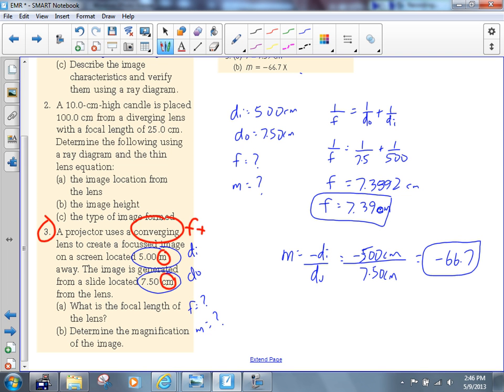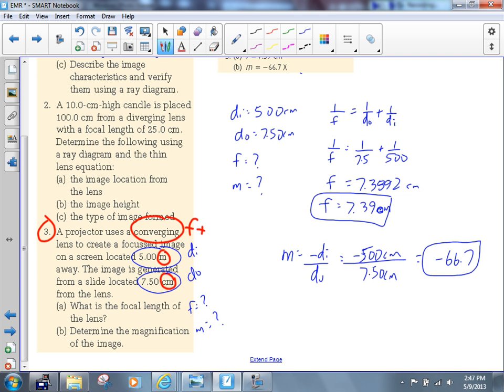If the magnification is 67, then the image is going to be much, much bigger than the object is, right? So we're going to say larger. We know that the image is right side up or upside down. What is it? Why do you say that?